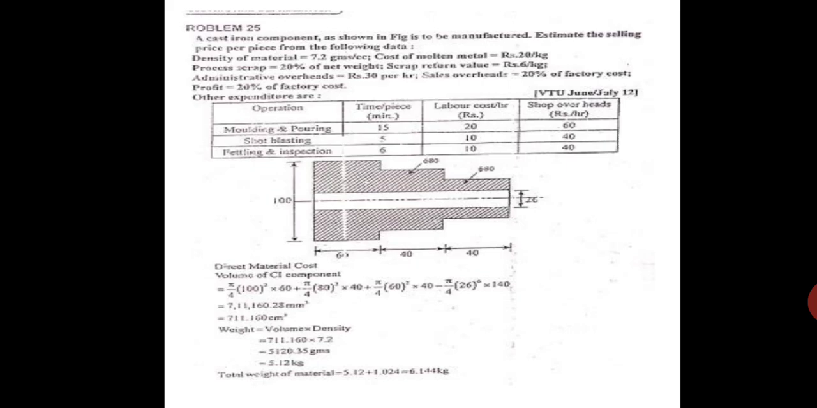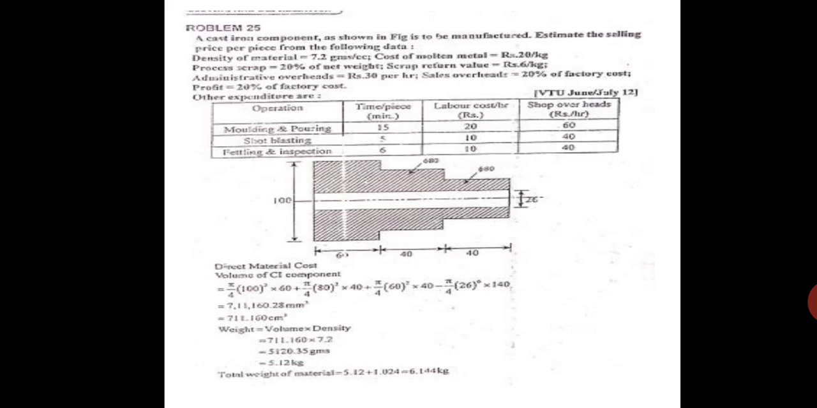So you got it. So there are three positive steps, 1, 2, 3 solid, and one hollow, that is for the entire length, that is 140 mm. So solving this you get 711,160 mm cube. Because it is in mm cube, I want to convert into centimeter cube. I divide it by 1000. So you get as 711 centimeter cube.